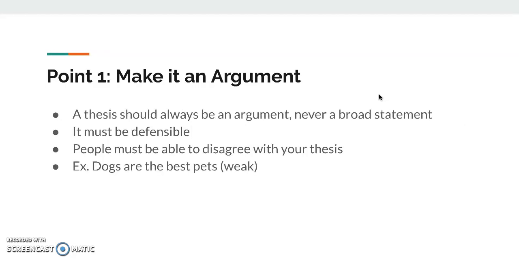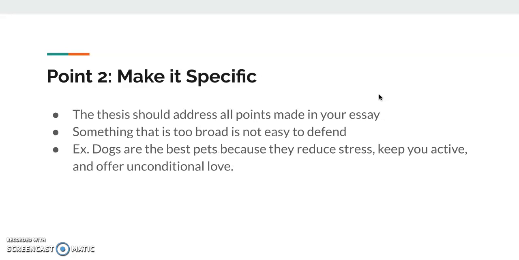So point one is just to make it an argument. A thesis should always be an argument, never just a broad statement. And the reason for that is because it must be defensible. A good way to make sure that you've made your thesis an argument is to ask yourself, are people able to disagree with this? So if we take a look at the example here, dogs are the best pets. Yeah, absolutely, you can disagree with that, but this thesis is weak for a number of reasons, which I'll go into soon.